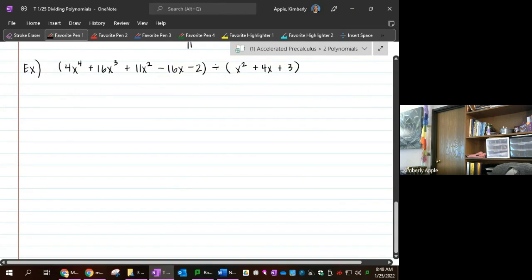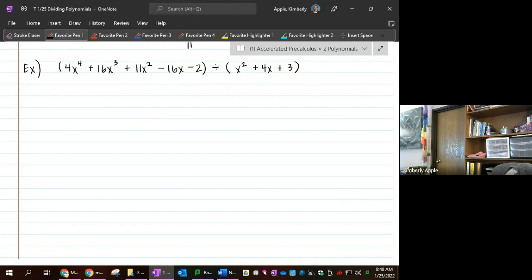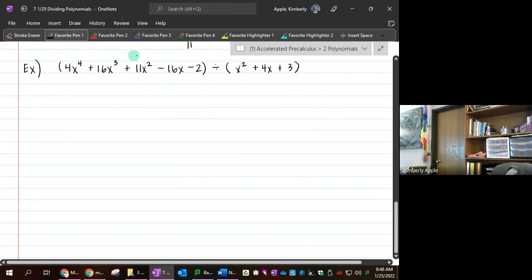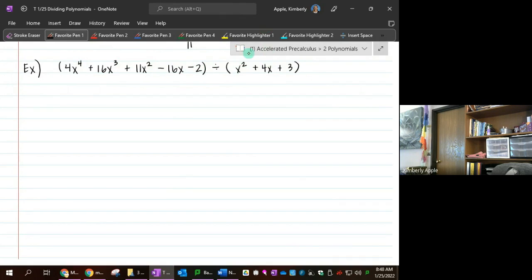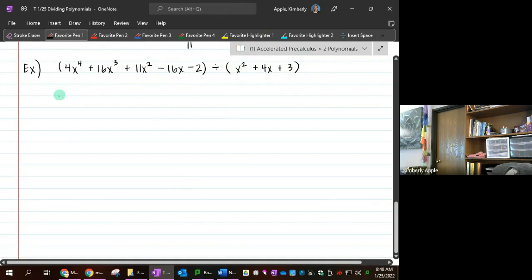So let's first check for standard form and no gaps. 4, 3, 2, 1, none. 4 or 2, 1, none. So we're good there. This one's just going to be drawn out, but fear not. It is the exact same process as we have already been through. It's just more complicated, more steps. 4x to the fourth plus 16x to the third plus 11x squared. This one does something special at the end, and I just want you to see an example of what you have to do here.